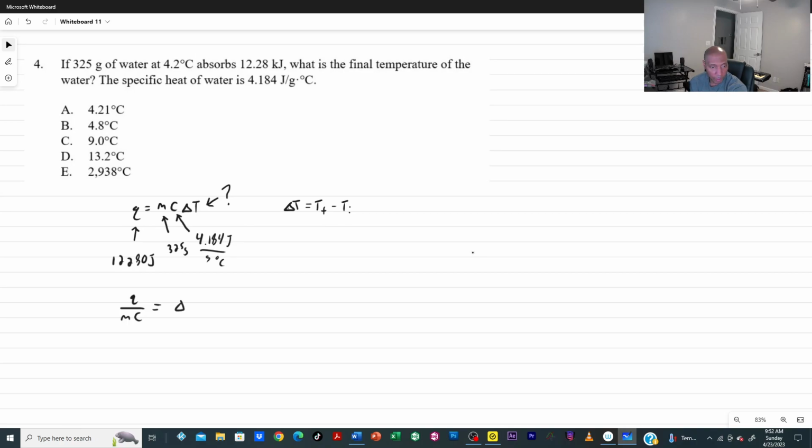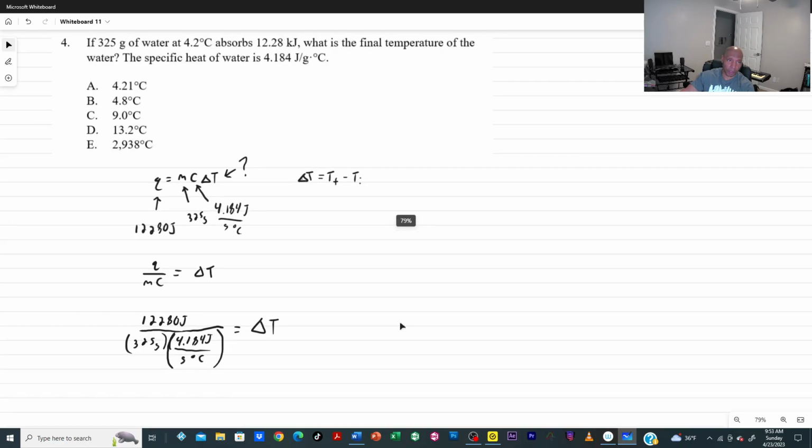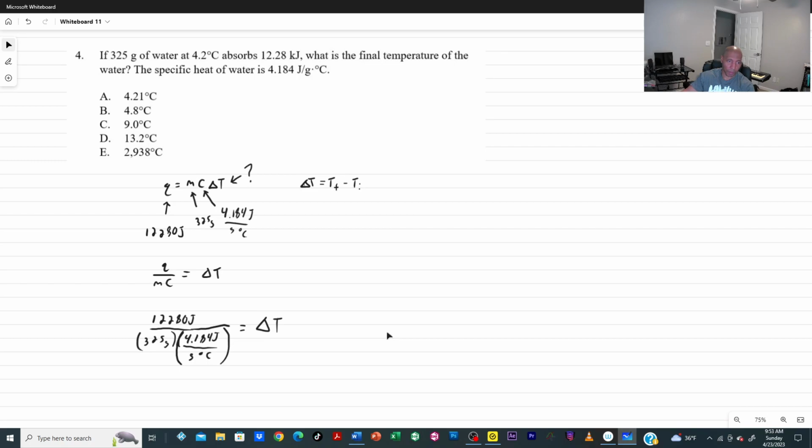Okay, so of course what you can do is do your algebraic manipulation before you actually plug numbers in. So I can easily say divide both sides by MC and end up with Q divided by MC is equal to delta T, right? So that being the case, you'd have 12,280 joules divided by 325 grams. And I'm going to also divide by my specific heat, which is 4.184 joules per gram per degree Celsius. That's going to equal delta T.